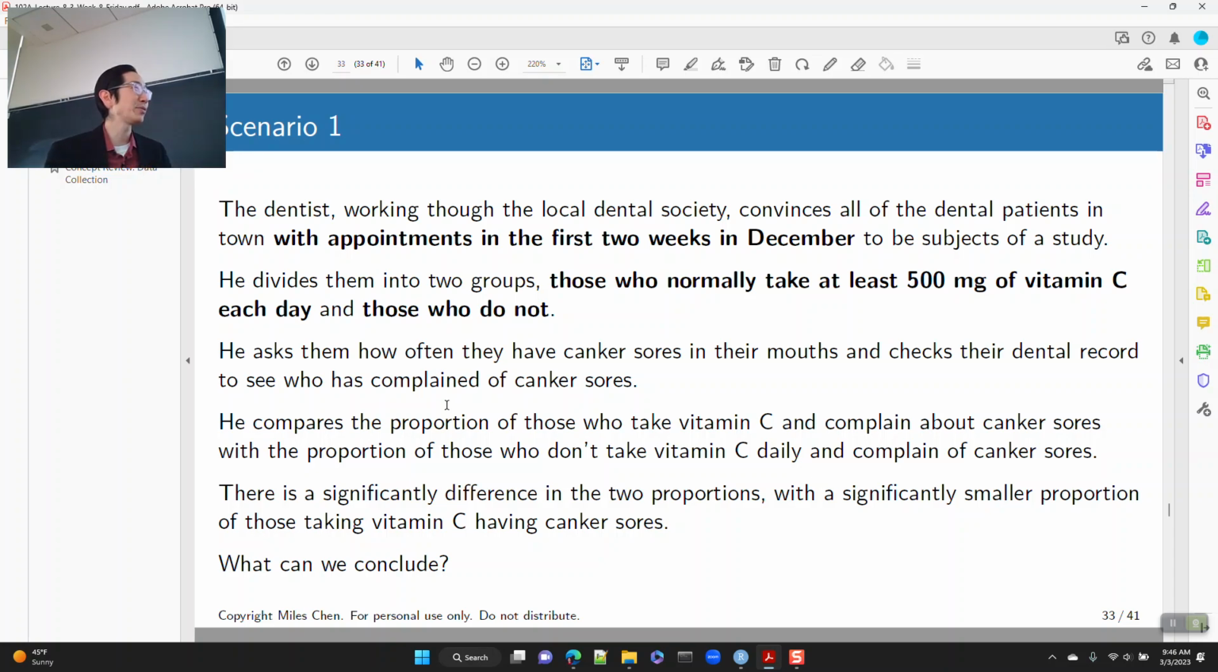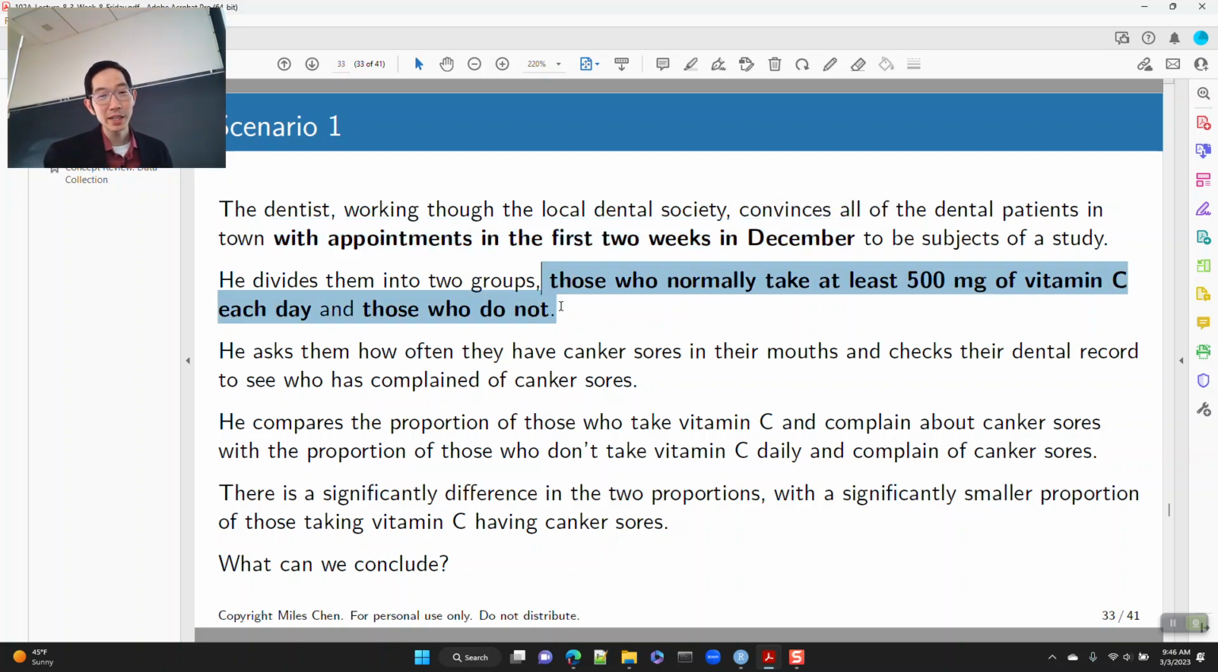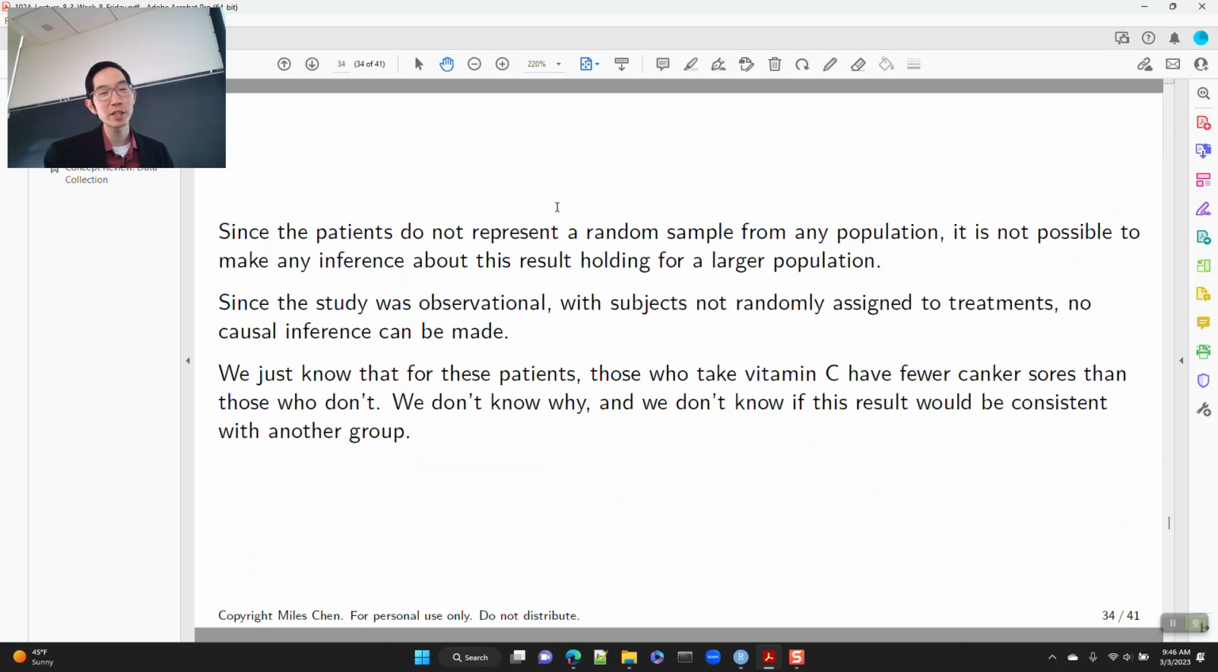In reality, it's hard to get both. This one, basically, with appointments in the first 2 weeks in December, this is not a random sample. And then those who normally take vitamin C and those who do not, so no random assignment of treatments. And basically, when you have something like this, no random sampling, no random assignment, then you have an observational study and you don't have a random sample.